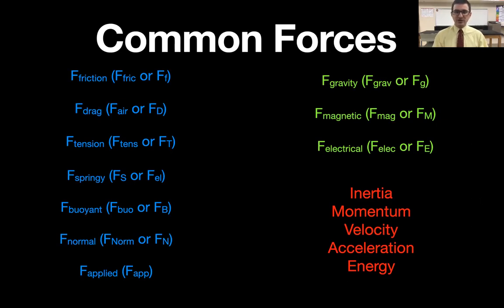So there's the force friction, which is like two surfaces rubbing against each other. There's force drag, which is like the friction when you're hitting a bunch of air particles, and it also applies to water too. So you'll often see F air when it's specifically air drag, or just FD for drag in general. Force tension is like when you're pulling on a rope. And then force springy or force elastic is when you're pulling on something stretchy.